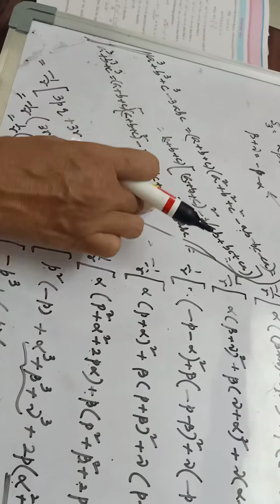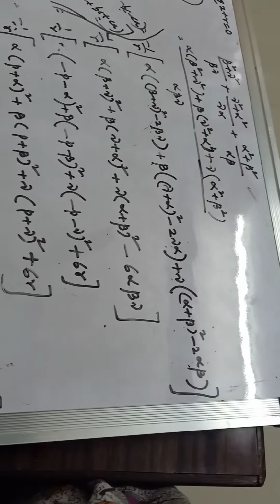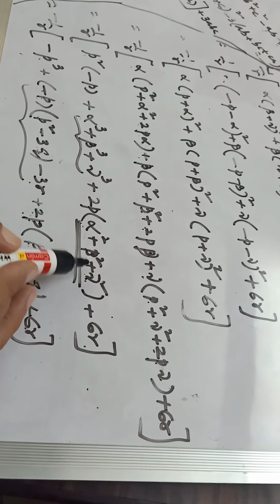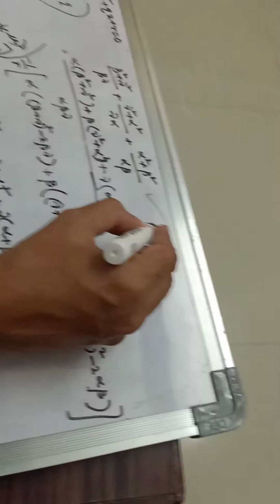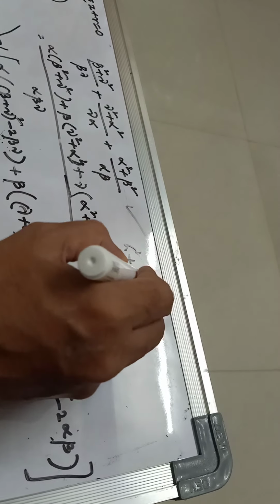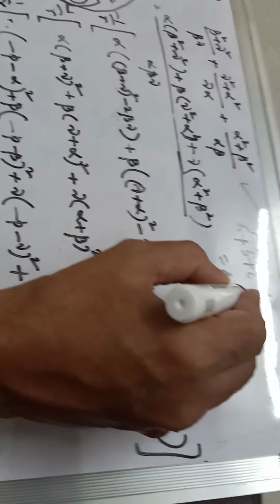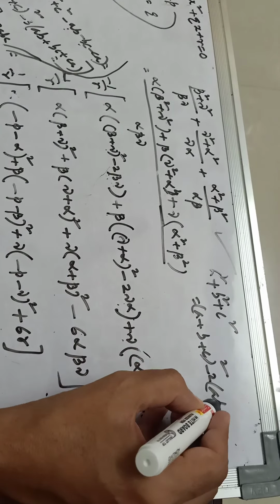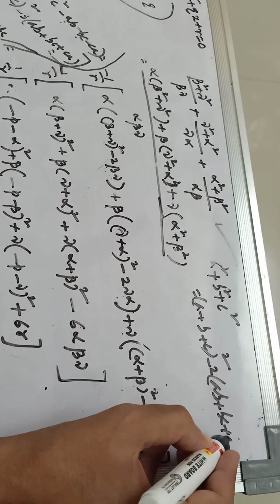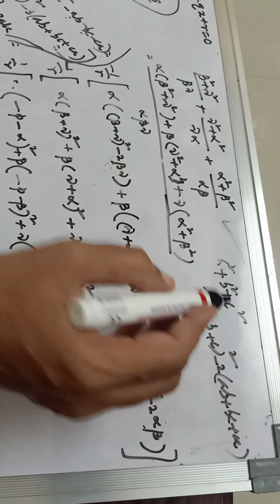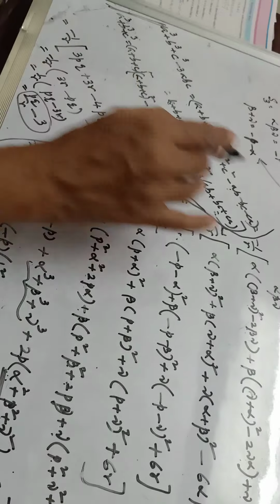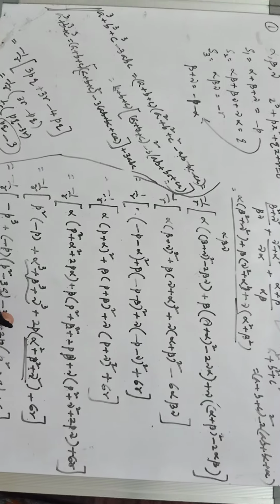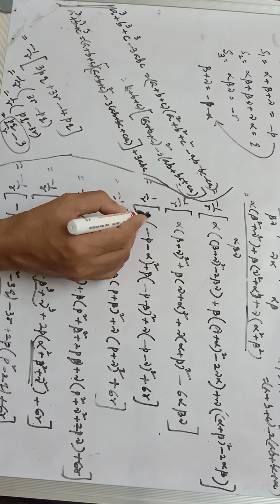this formula and the formula for alpha square plus beta square plus gamma square. What is the formula for this? a square plus b square plus c square is (a plus b plus c) whole square minus 2 into (ab plus bc plus ca). If you know these two formulae, you can solve this problem easily. Anyhow, this is a lengthy problem, but you must know these algebraic formulae.